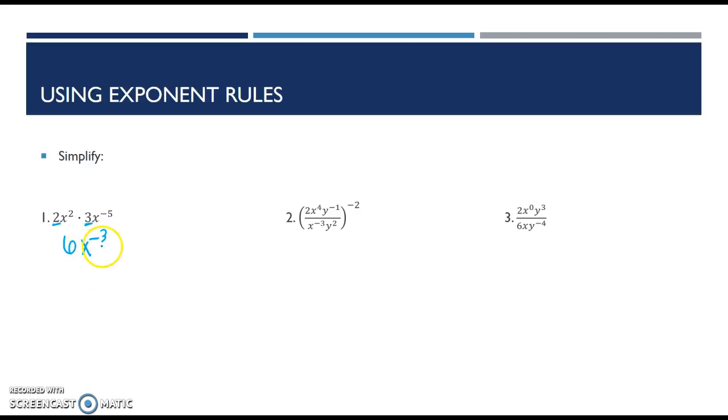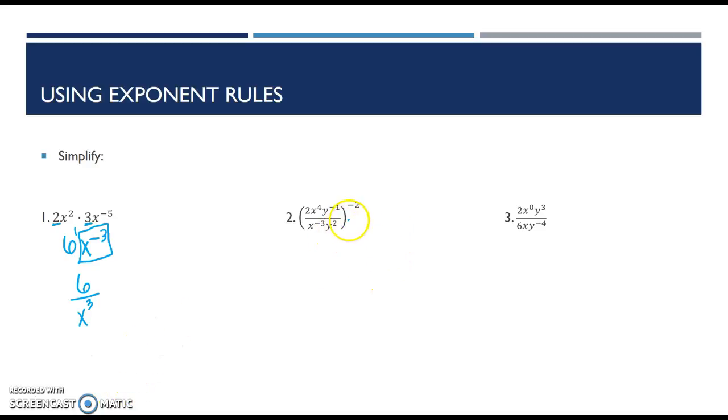Now, I still can't have a negative exponent, so I'm just going to move x to the negative 3. The 6 has a positive exponent of a positive 1, so it doesn't need to move. So I'm just going to put the x on the bottom, so I'm going to end up with 6 over x cubed.